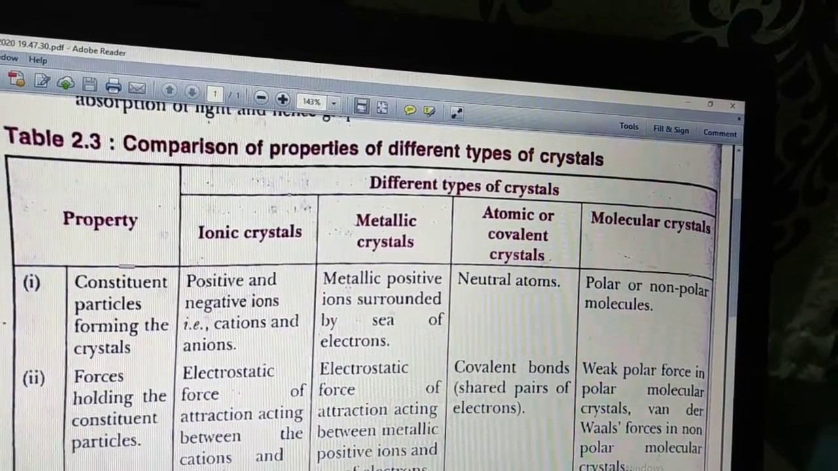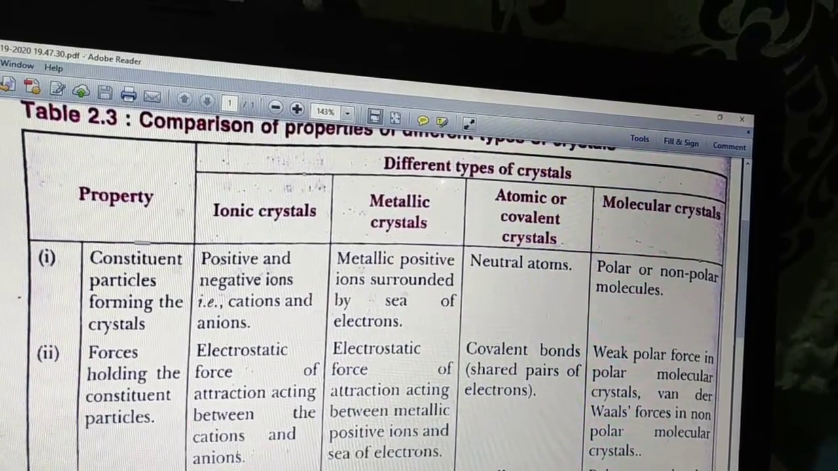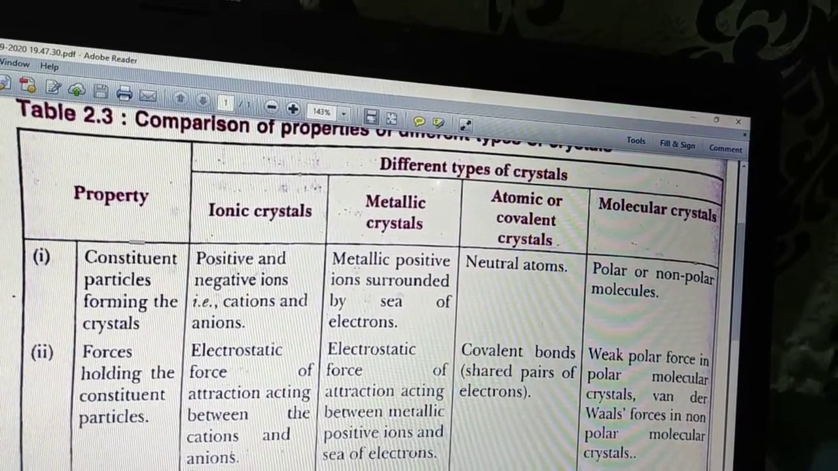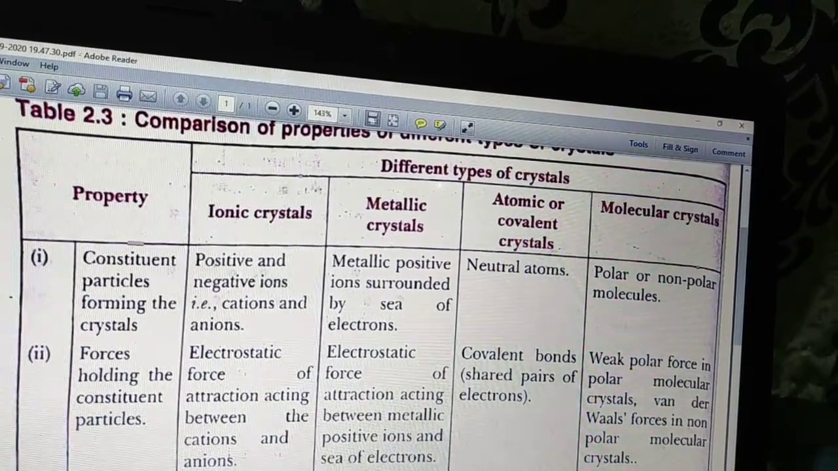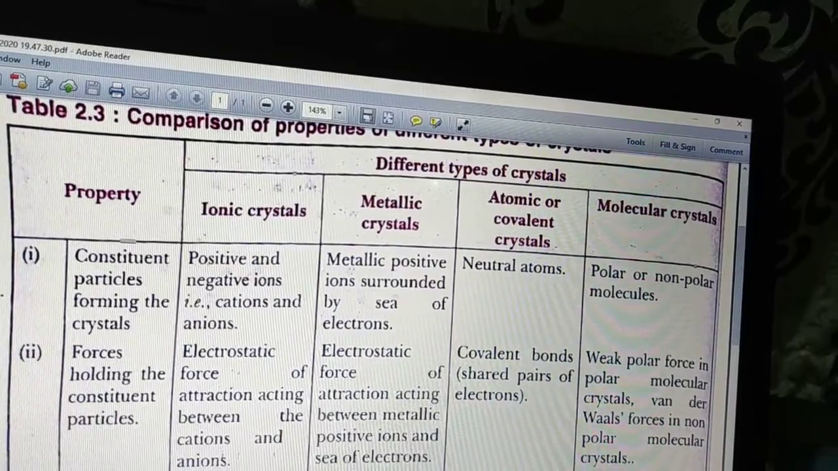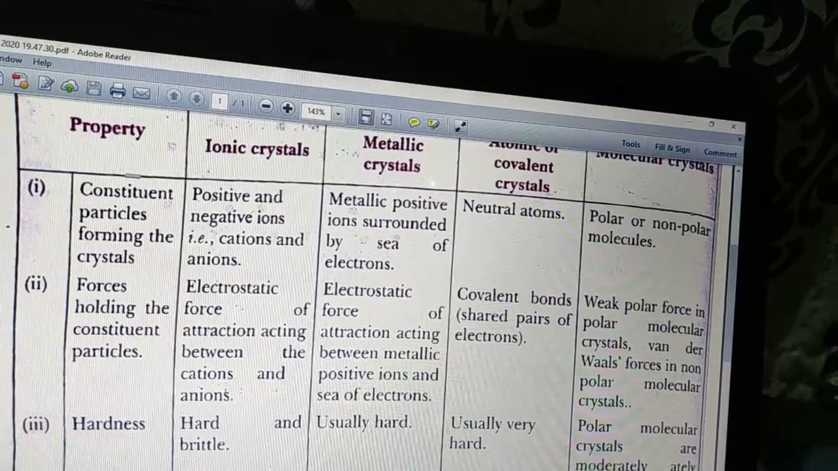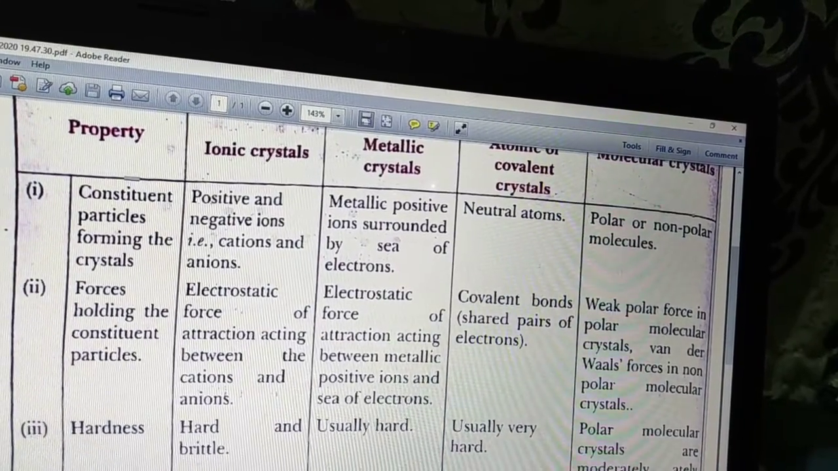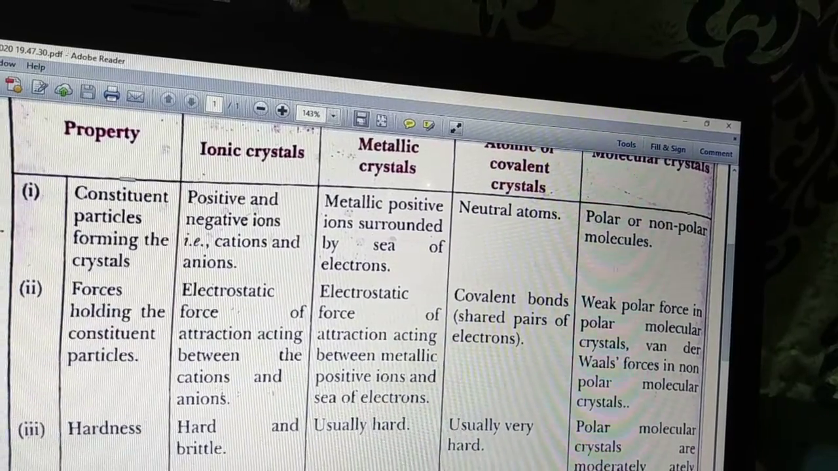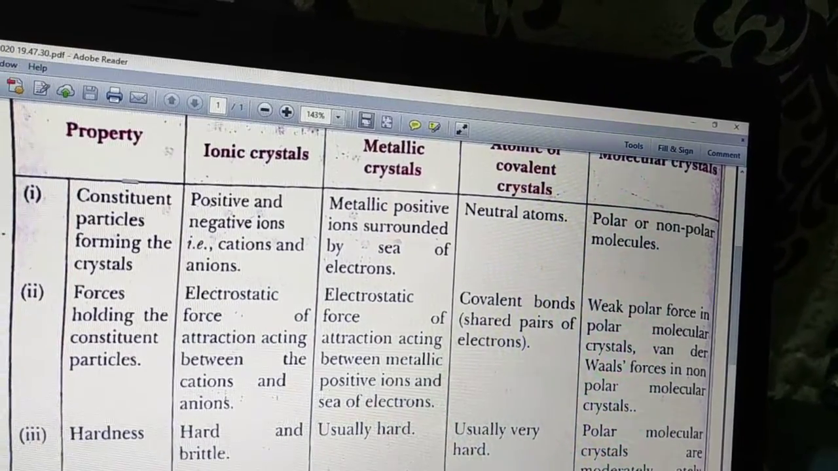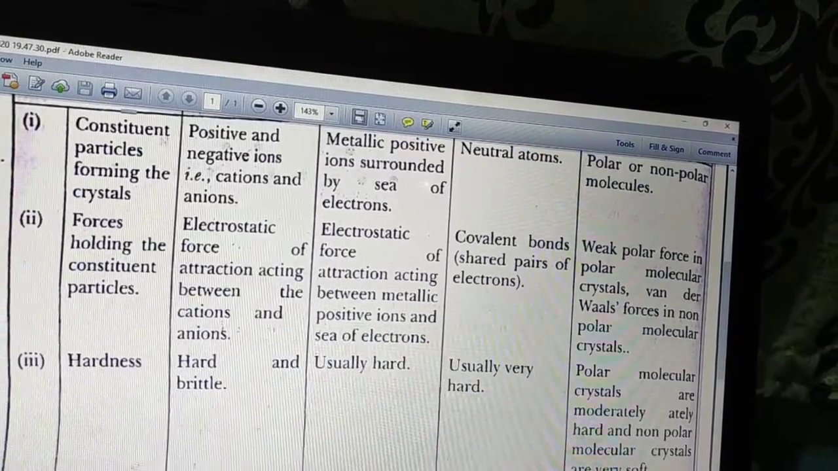Now we have the comparison of properties of different types of crystals. How will we differentiate between these? For example, we have four types: ionic crystals, metallic crystals, atomic or covalent crystals, and the last one is molecular crystals, based on the constituent particles. In ionic crystals, positive and negative ions; in metallic, positive ions surrounded by a sea of electrons; neutral atoms in the case of atomic; and here polar or non-polar molecules.